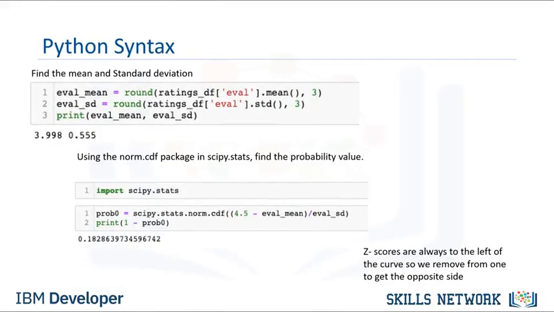Let me illustrate the example of getting a teaching evaluation score of greater than 4.5. In Python, we will use the norm.cdf function in the SciPy stats package. After finding the mean and standard deviation, we plug it into the function with the x value of 4.5, and we will get the area to the left, which is the less than 4.5 area. Because we want the area to the right of 4.5, that is, the probability of greater than 4.5, we will subtract the value from 1 as indicated here.